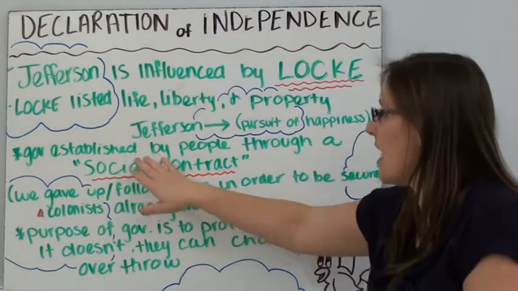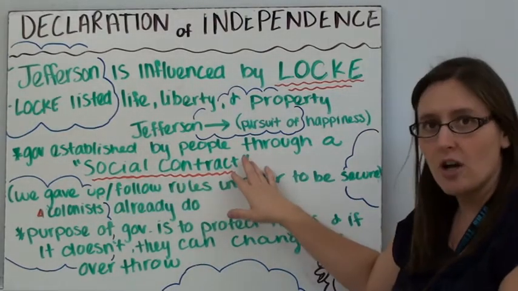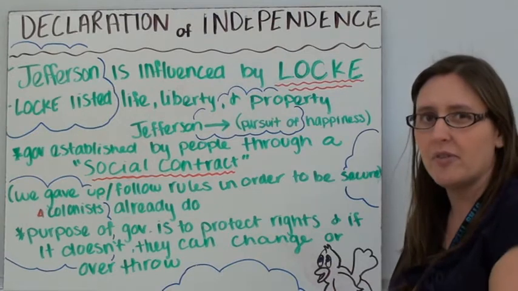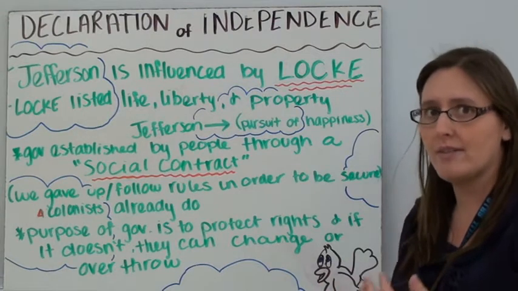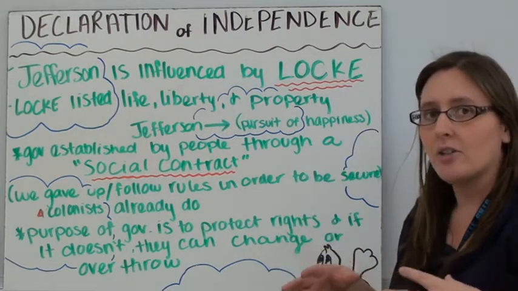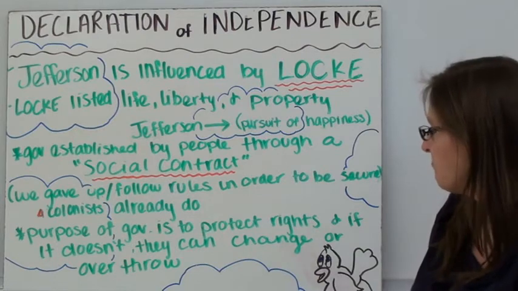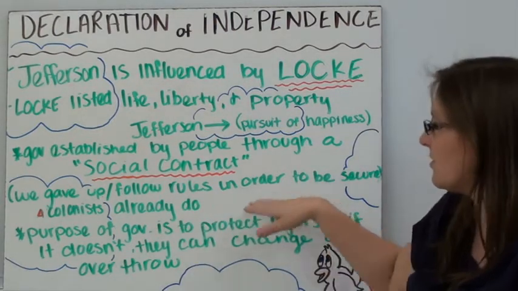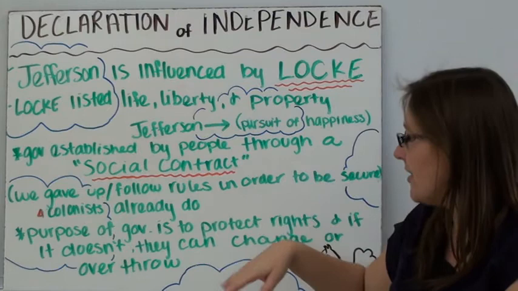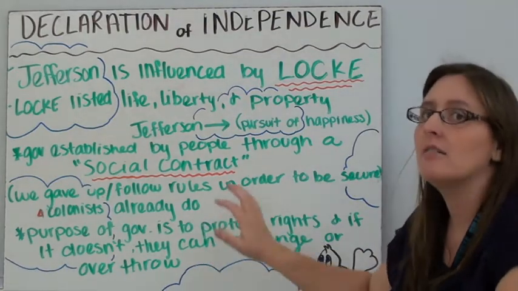He wrote about establishing government through a social contract, that people give up some of their freedoms in order to live in security and in a controlled environment. We follow rules to be secure. The colonists had already been doing that up until this point.